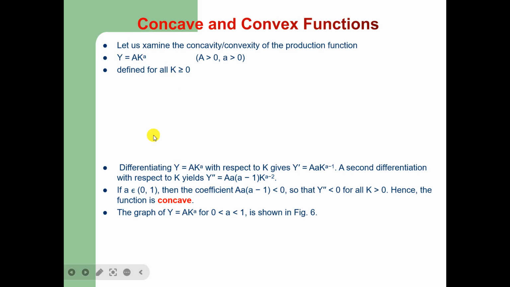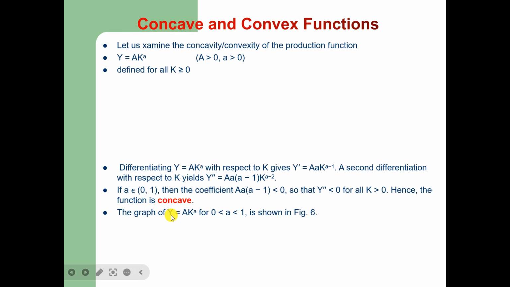Okay, let us differentiate this function with respect to k. Then y prime, or the derivative of y with respect to k, is equal to capital A times a times k raised to the power a minus 1. And the second derivative of this function with respect to k yields that y double prime is equal to A times a times (a minus 1) times k raised to the power a minus 2. Now, if a is in the interval between 0 and 1, then this coefficient is less than 0, so that the second derivative of this function is less than 0 for all k greater than 0, hence the function is concave.